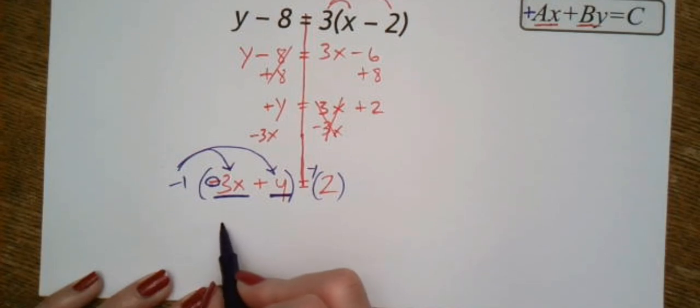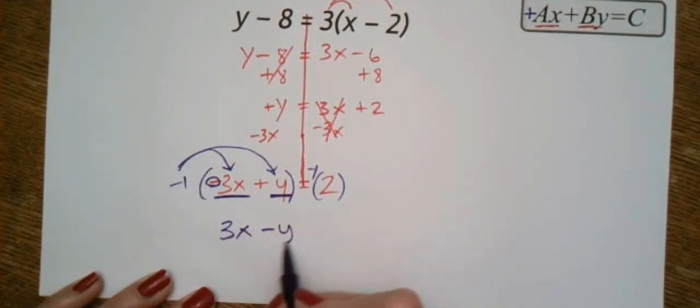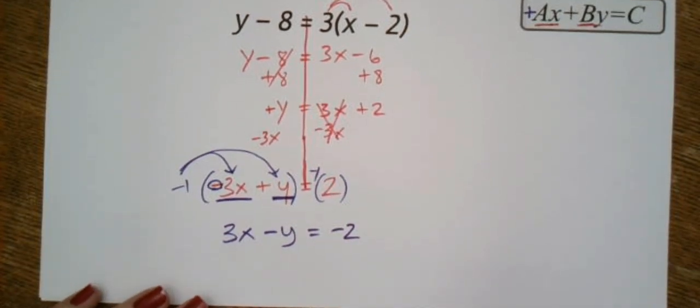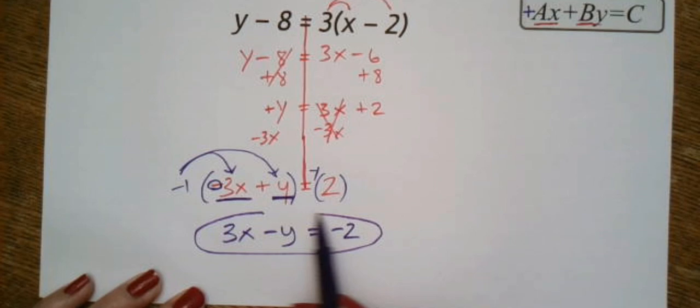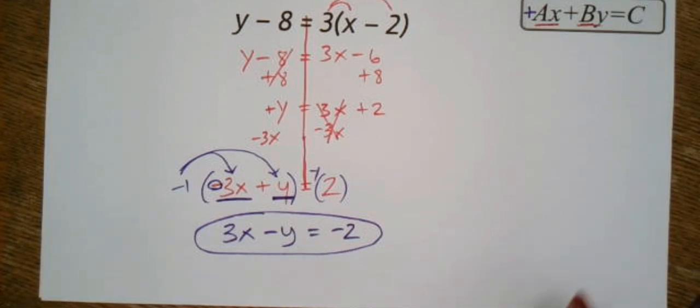-1 times -3 will make this a 3x. -1 times positive y will make it a -1y. And then over here on the right-hand side, this will be a -2. Then I have my equation in standard form. The a term is 3, the b term is -1, and the c term is -2. Perfect.